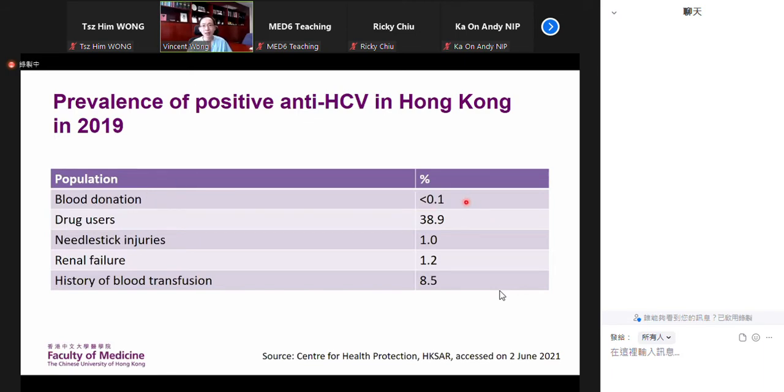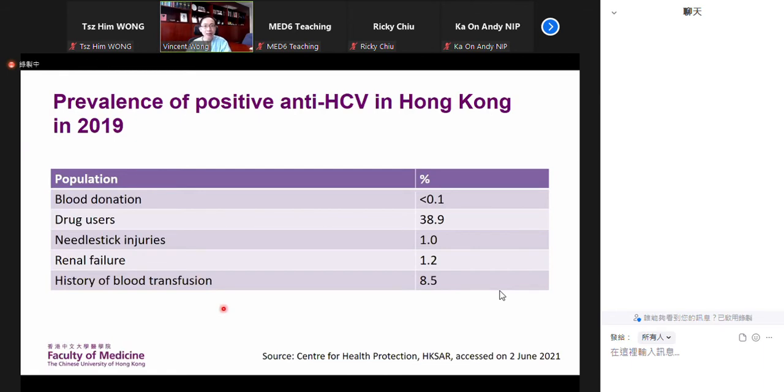But it doesn't mean that the disease doesn't exist in our locality, because if you look at drug users, 40% of the individuals would be infected, and among people with a history of blood transfusion, 8.5%. Therefore, you should recognize these two high-risk groups, drug users and also people with prior blood transfusion. Now, if you want to be more exact, we are talking about people who had blood transfusion before 1990.